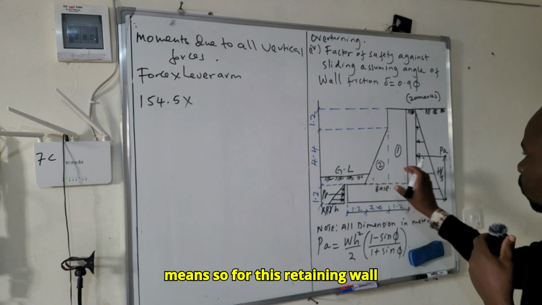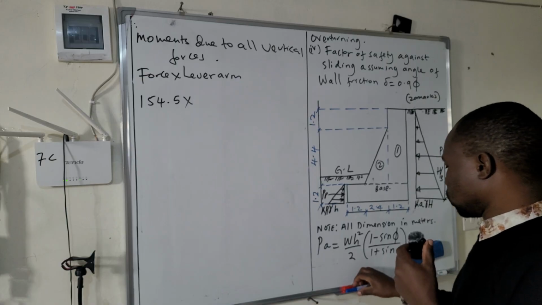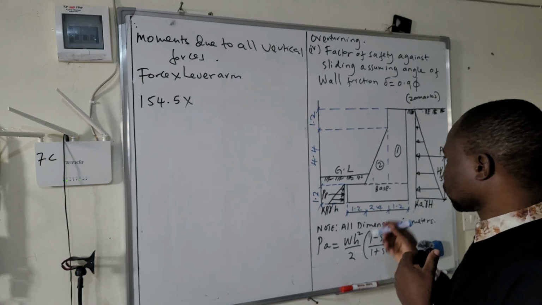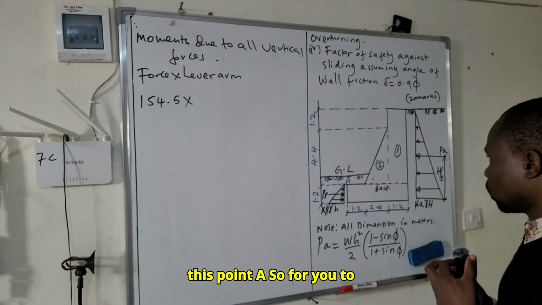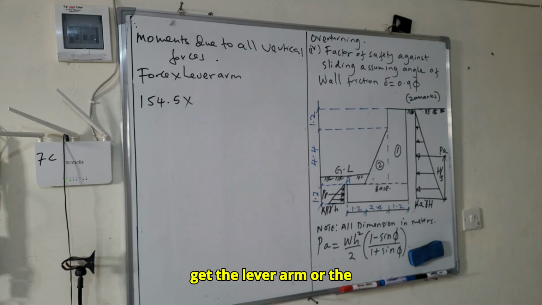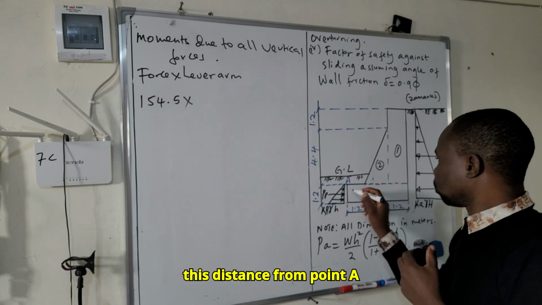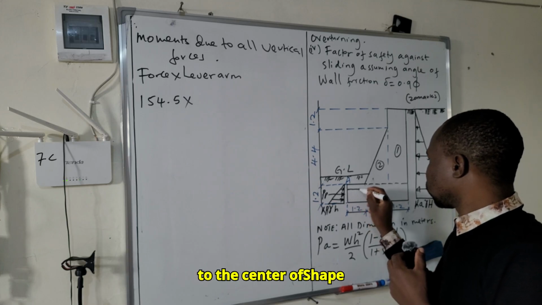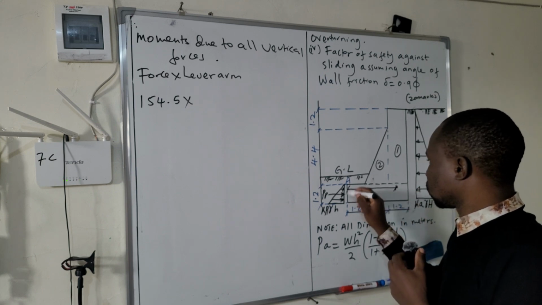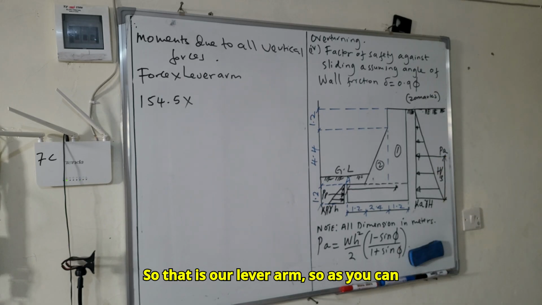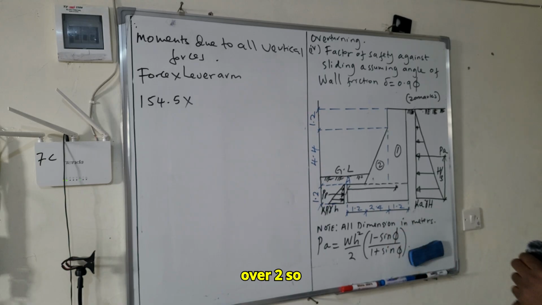So for this retaining wall, the overturning will occur at this point, point A. So to get the lever arm or the perpendicular distance, you will consider this distance from point A to the center of shape number 1. So that is our lever arm.